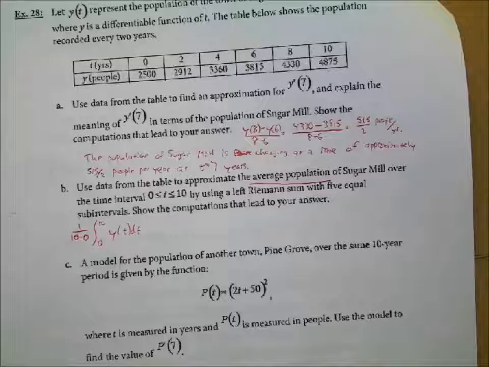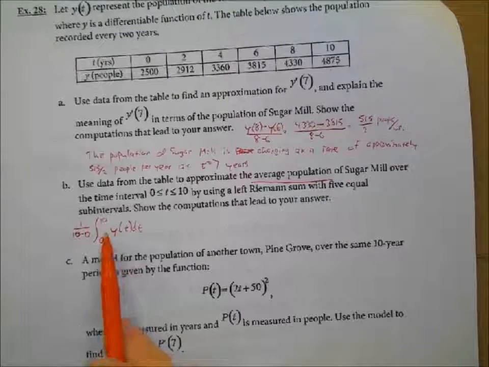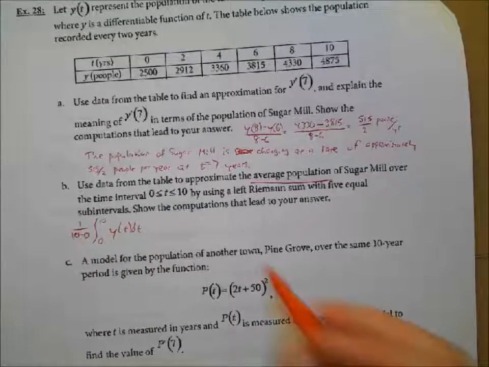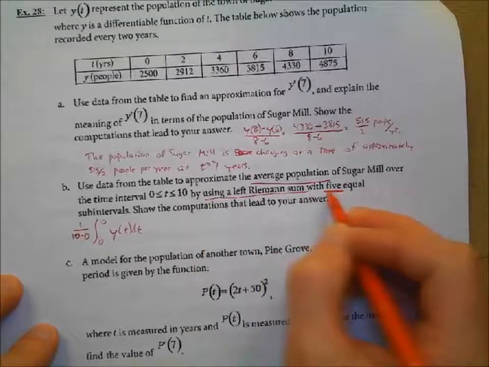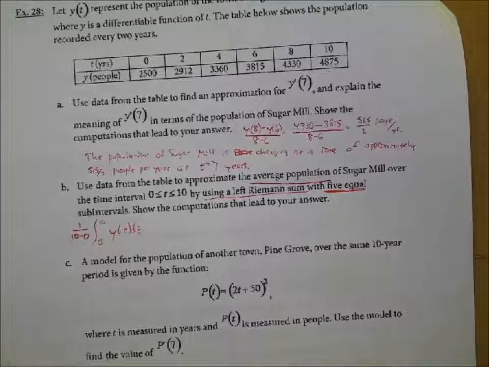Show the computations that lead to your answer. There's our setup. But of course, for our purposes, we can't integrate y of t. We don't know what it is, nor do we know the integral of y at 0 or at 10. We're going to approximate it using a left Riemann sum with 5 equal subintervals.